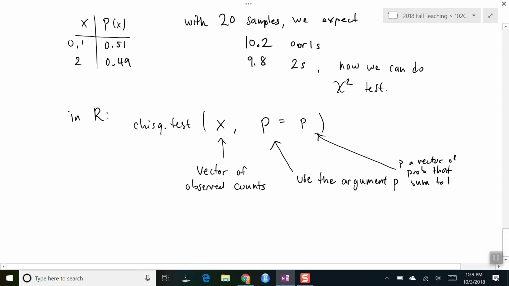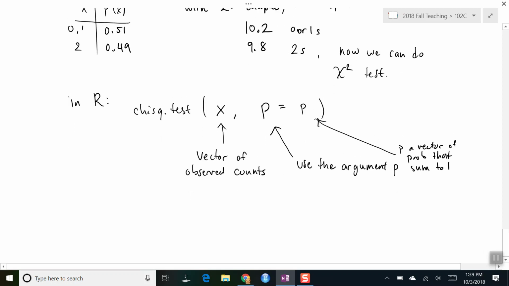And again, if R is going to do some calculations here, and if the expected value is less than 5, it's going to kick back a warning and say, I don't know if you should do a chi-squared test here. If you didn't want to do a chi-squared test, you can do a Fisher's exact test, which works with permutations. But I think this is good.